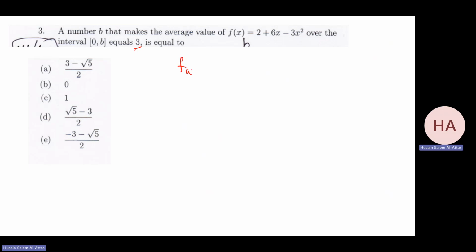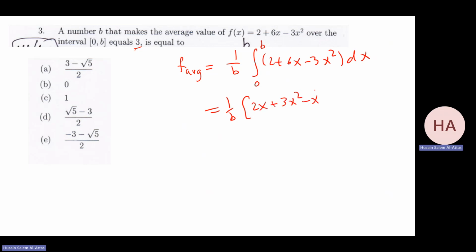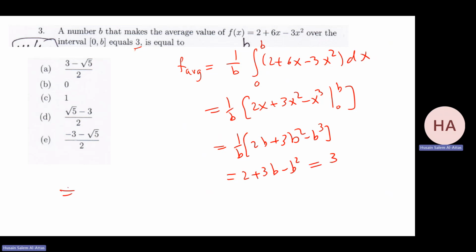Same idea. F average will be 1 over B integral from 0 to B of 2 plus 6x minus 3x squared dx. That gives me 1 over B. This one is what? 2x plus 3x squared minus x cubed. I think we are repeating ourselves. 1 over B, 2b plus 3b squared minus b cubed. Divide, that will be 2 plus 3b minus b squared. That should be equal to 3. So you have b squared minus 3b, I took it to the other side, plus 1 equals 0.